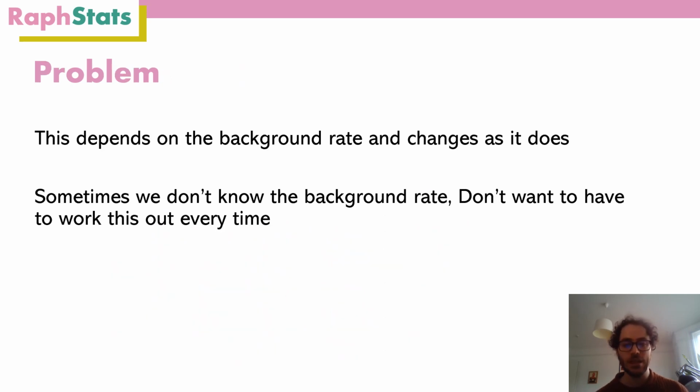The problem with positive and negative predictive value is they change as the background rate changes. So if HIV was really common, 50% of your population have HIV, then actually your positive predictive value gets much better, it gets much higher, and here your negative predictive value stays the same.